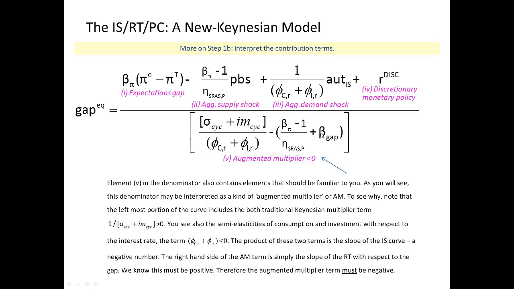And then beta gap, remember once again that in accord with its second objective, the central bank needs to stabilize the gap, so when the output gap goes up, the interest rate goes up. So this guy is positive. So this whole term here is positive. So we have a negative minus a positive, that's even more negative. So our conclusion is that this augmented multiplier must be negative. It is always negative.